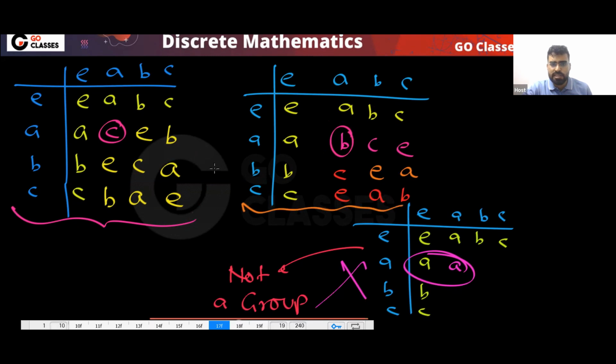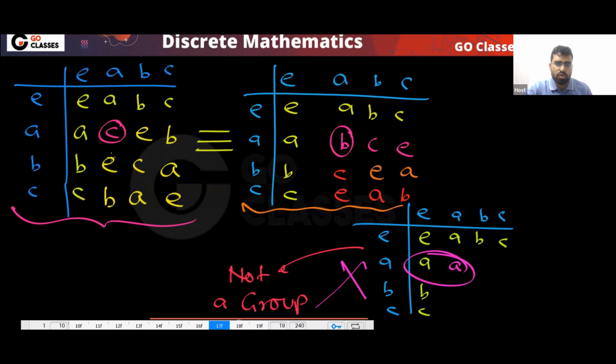Now, there is one very interesting thing. If you notice, these are isomorphic. Why are these isomorphic? See, these two structures are actually isomorphic.